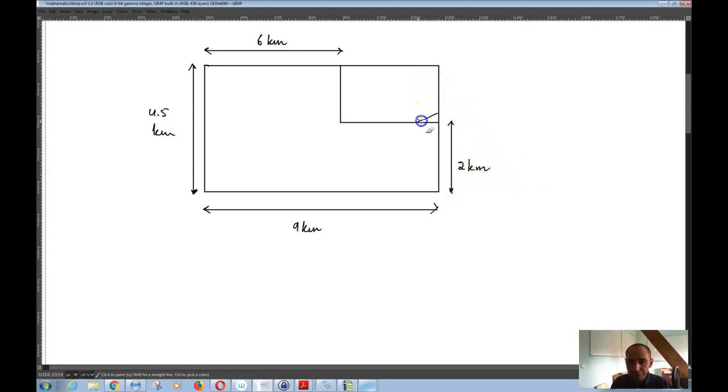And this length is 2 kilometers. And this part over here is a lake, and this part over here is a forest. So this part over here is a forest, this part is a lake, and the helicopter has crashed somewhere in this rectangular area.